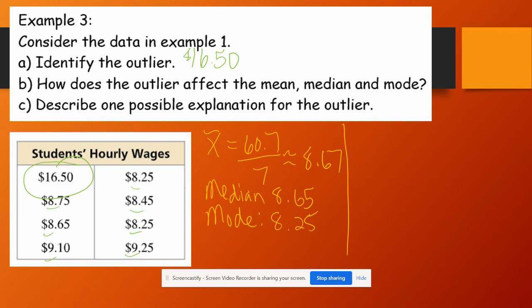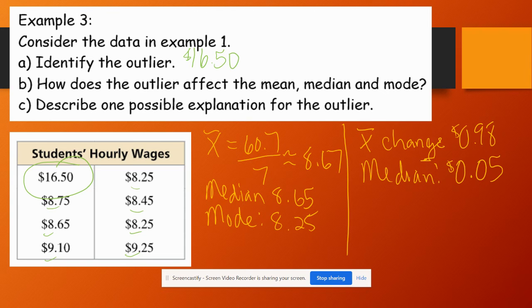So if we look at the changes, our mean went from 9.65 to 8.67, and that's a change of 98 cents, which is almost $1. Our median just changed a little bit. It went from 8.7 to 8.65, which is just a 5-cent change. And then the mode did not change.